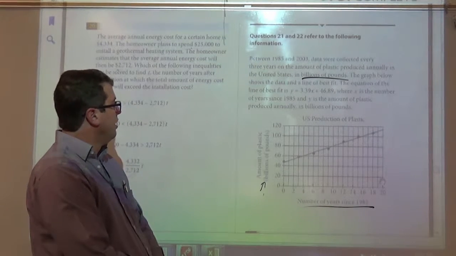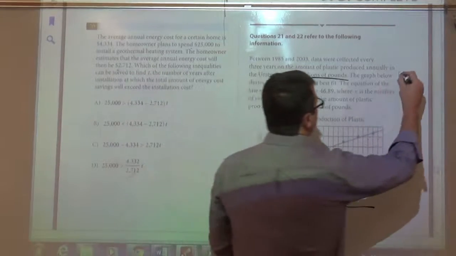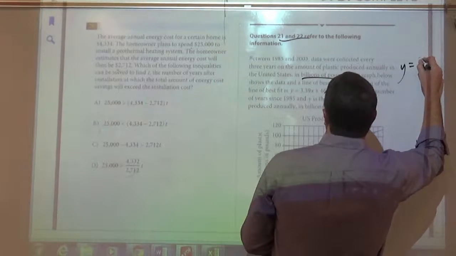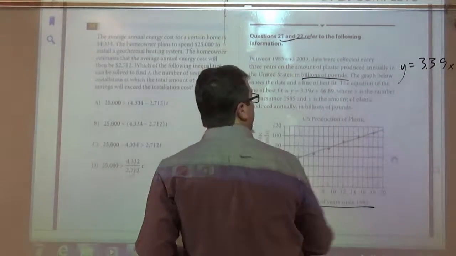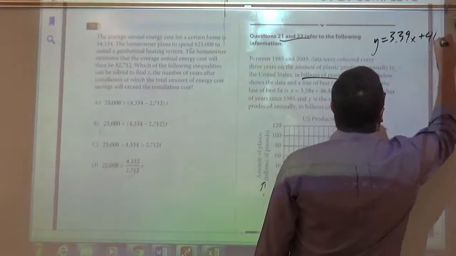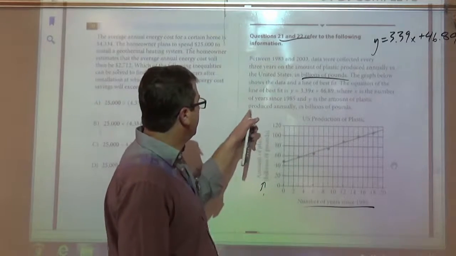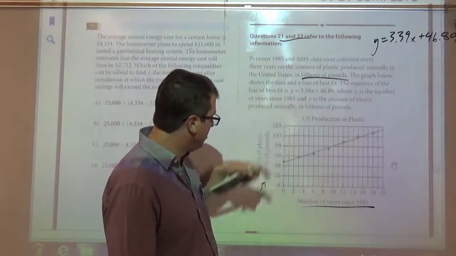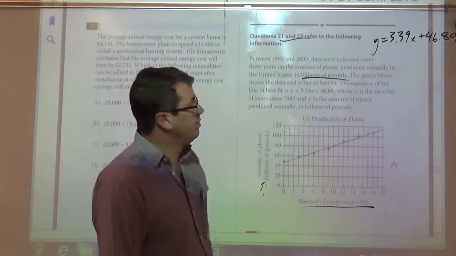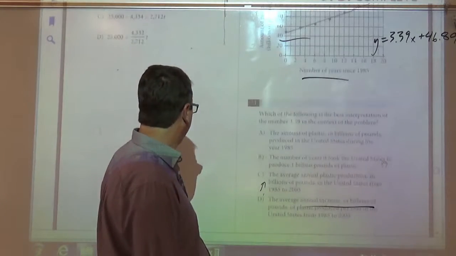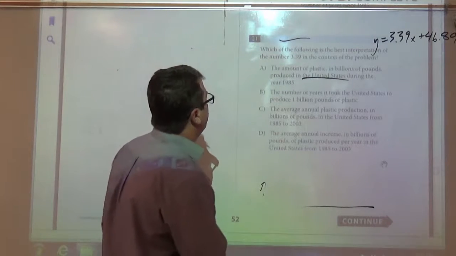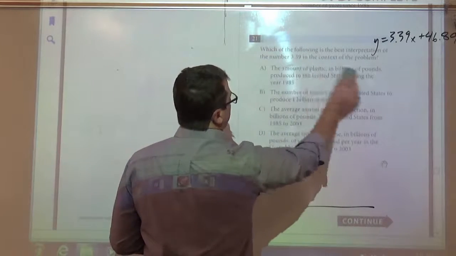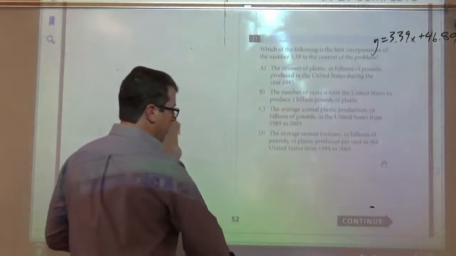The equation of the line of best fit is, I'm going to write this down because this is for a couple questions. Where X is the number of years since 1985 and Y is the amount of plastic produced annually. And let's scroll down to 21. Which of the following is the best interpretation of the number 3.39 in the context of the problem?